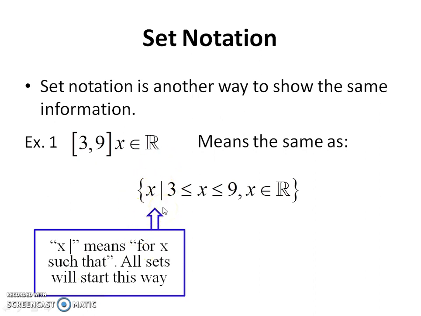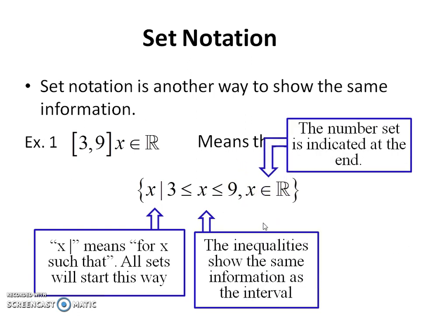It's a notational thing. What we're saying is that this group of numbers, all the numbers from 3 to 9, is the same as a set, which is made up of all x values, such that x is between 3 and 9. X values that are bigger than 3, and x values which are also smaller than 9. And then this last part here just lists the same number set that was listed in the interval.